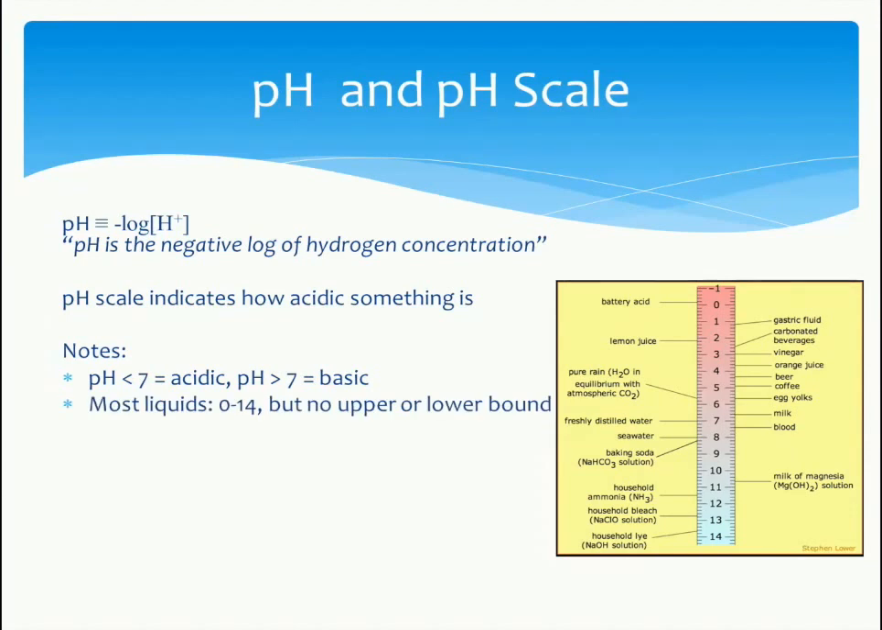Most liquids will fall somewhere between 0 and 14 on the pH scale. However, it's important to note that there's no upper or lower bound. Finally, the pH scale is a logarithmic scale based on the definition of pH. Therefore, if you decrease by one number on the pH scale, that's equivalent to becoming 10 times more acidic.